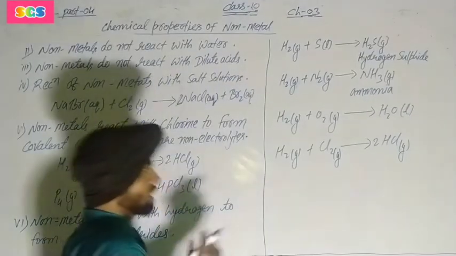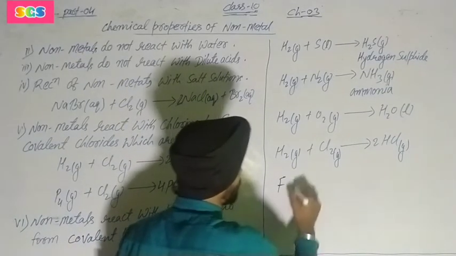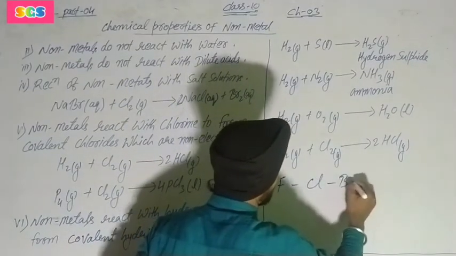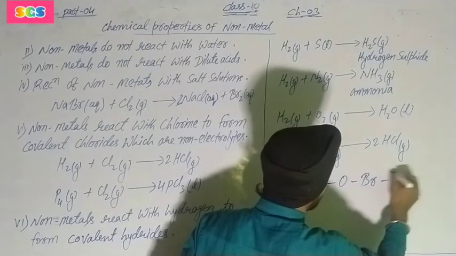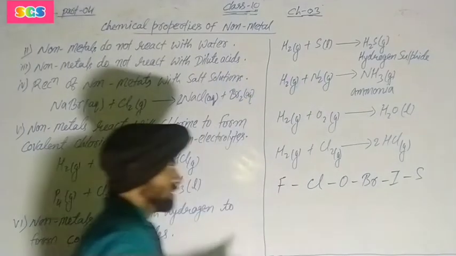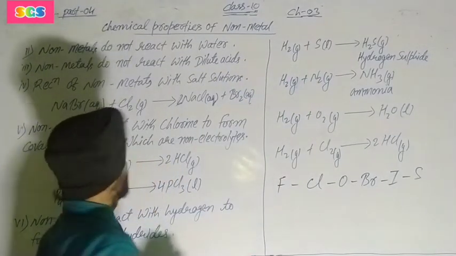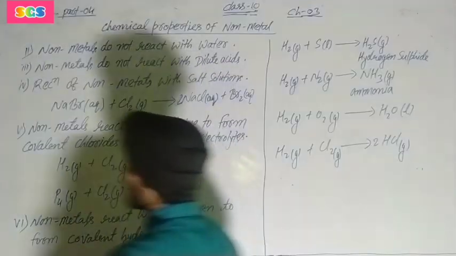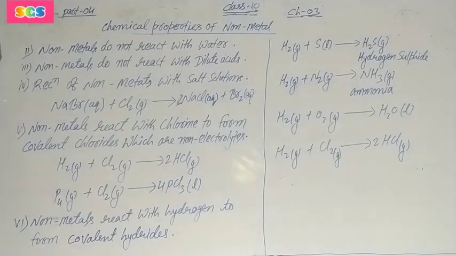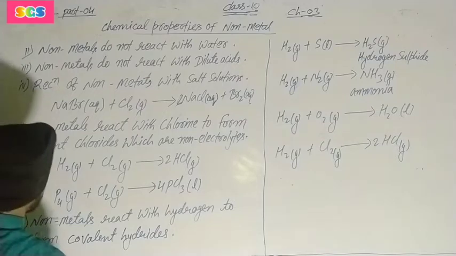If you talk about the reactivity series of non-metals: fluorine, chlorine, oxygen, bromine, iodine, and then after that sulfur. This is the reactivity series of non-metals. In descending order you can write, the most reactive non-metal is what? Fluorine. The most reactive non-metal is fluorine, F, then chlorine, then oxygen, then bromine, iodine, and then after that sulfur.